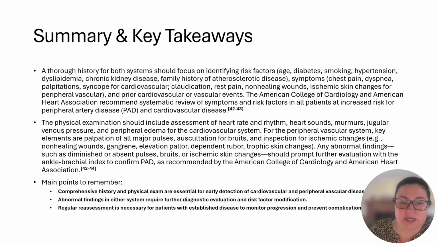The ACC and AHA recommend systematic review of symptoms and risk factors in all patients at increased risk for peripheral artery disease and CV disease. Physical exam should include assessment of the heart rate, rhythm, heart sounds, murmurs, JVP, and peripheral edema for the cardiovascular system. For the peripheral vascular system, key elements are palpation of all major pulses, auscultation for bruits, and inspection for ischemic changes like non-healing wounds, gangrene, elevation pallor, dependent rubor, and trophic skin changes.